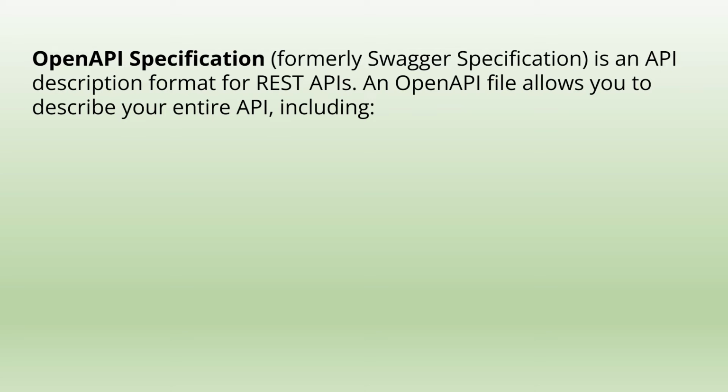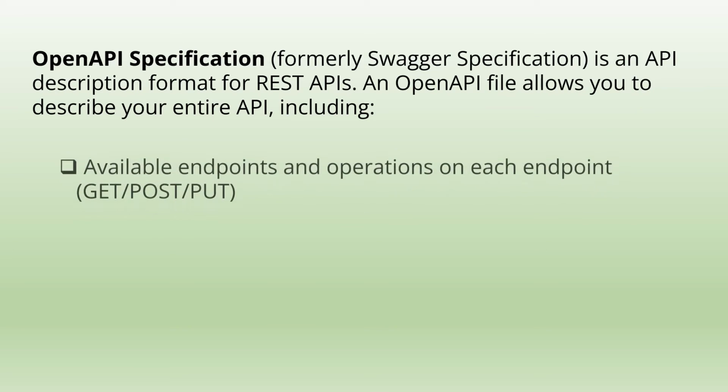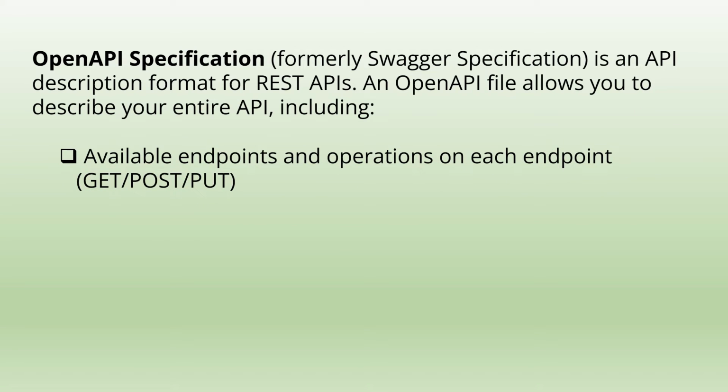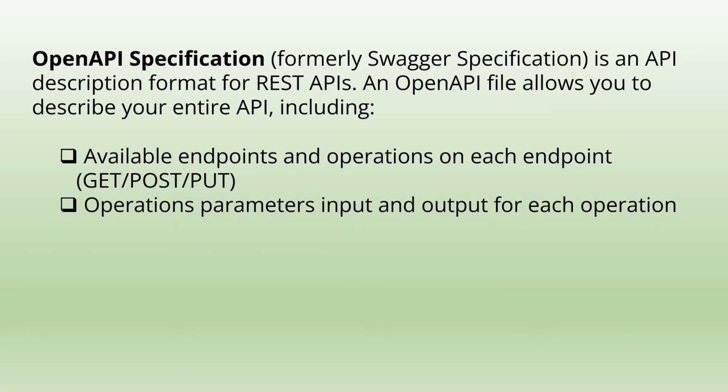applications. So an OpenAPI file includes details about the available endpoints, the operations that can be performed on each endpoint, such as get, post, or put, the parameters required for each operation, the expected input and output for each operation, and the authentication methods used by the API.